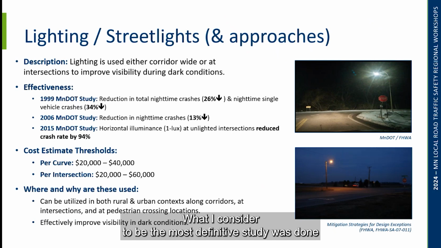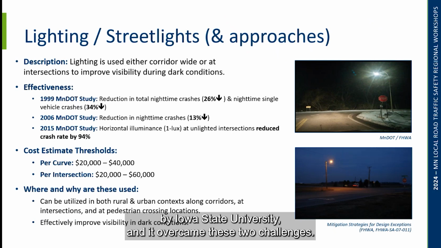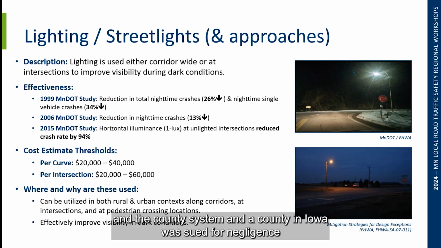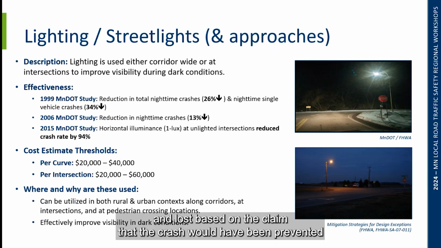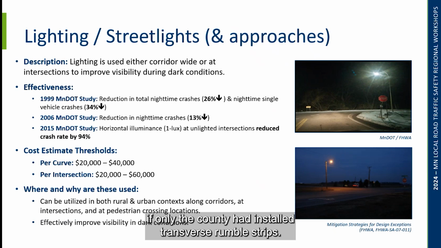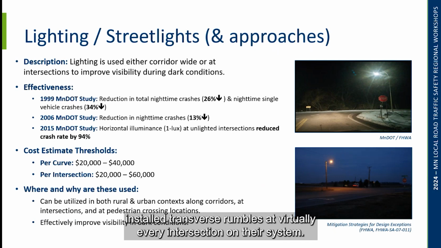What I consider to be the most definitive study was done by Iowa State University, and it overcame these 2 challenges. The rest of the story: a crash occurred at a rural intersection on the county system, and a county in Iowa was sued for negligence and lost, based on the claim that the crash would have been prevented if only the county had installed transverse rumble strips. After the lawsuit, virtually every county in Iowa installed transverse rumbles at virtually every intersection on their system.